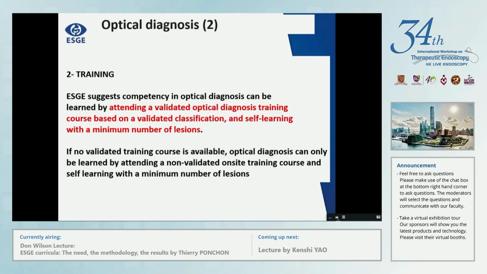Then the training. Of course, it is more imprecise than for ESD. You need to attend the validated optical diagnosis training course based on validated classification and self-learning with a minimum number of lesions. The curriculum is more difficult, but the training is easier than ESD. You can be trained on an atlas. You can be trained online. You can receive an evaluation online, for example.